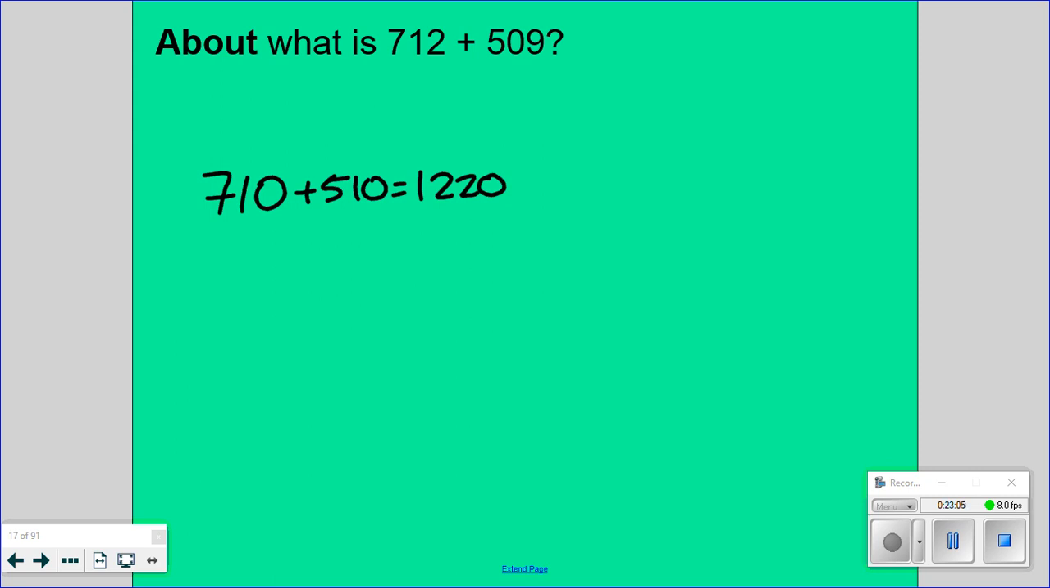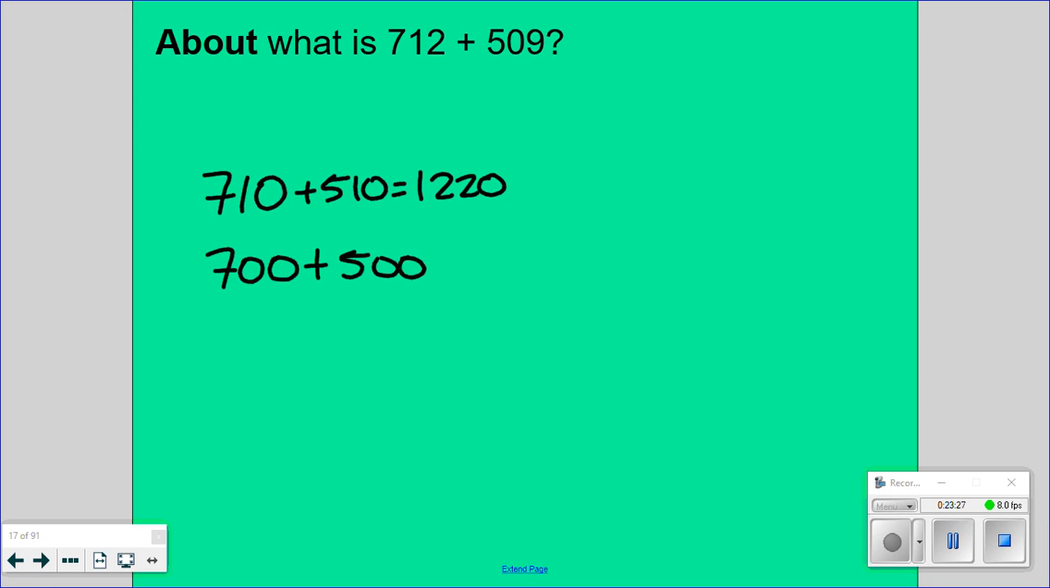How did you make it a friendly number? I don't think I would have done it that way either. I would have picked different friendly numbers. Connor, what friendly number did you pick for 712? I did 700 and for 500 I just did 500. I added those two and I just got 1,200. Connor did just 700 and 500.